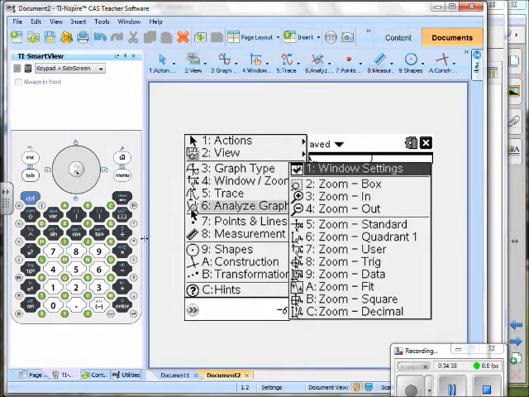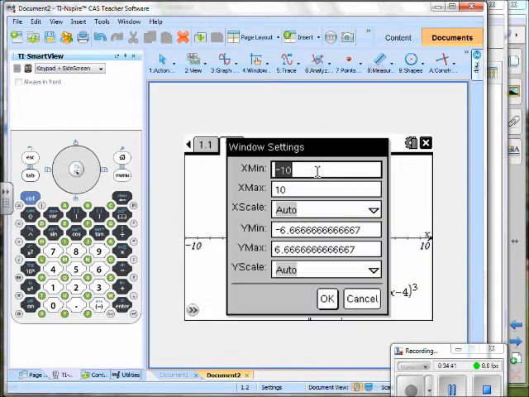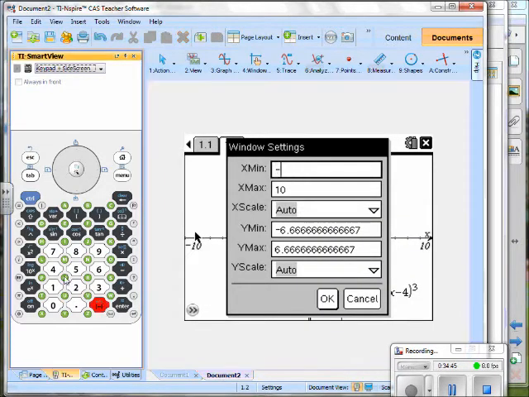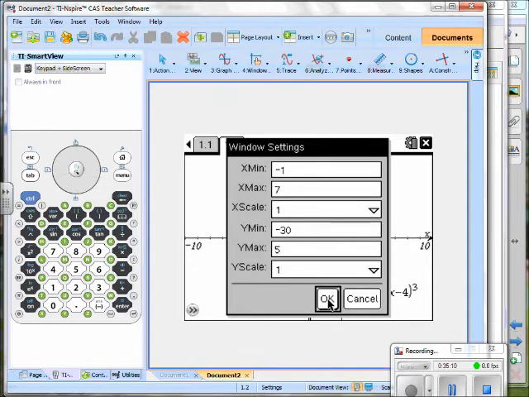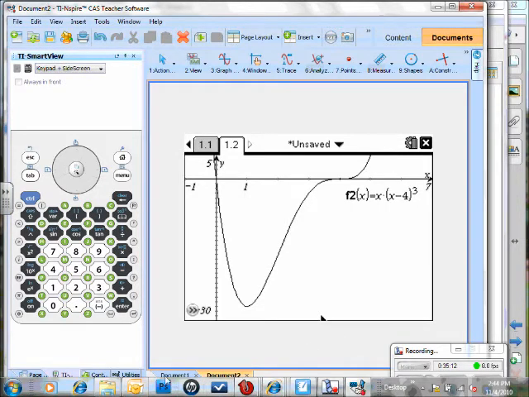I'm going to change my window just a little bit. Let's see. I'm going to make this -1 to 7, scale by 1. And -30 to 5, scale by 1. -1 to 7, -30 to 5. Let me get this nice little curve there.